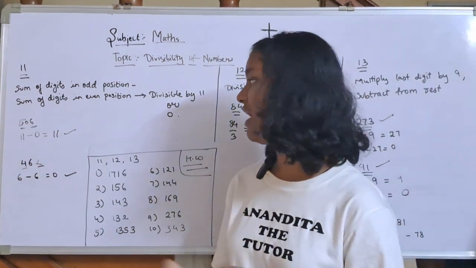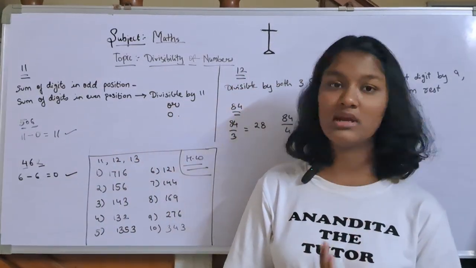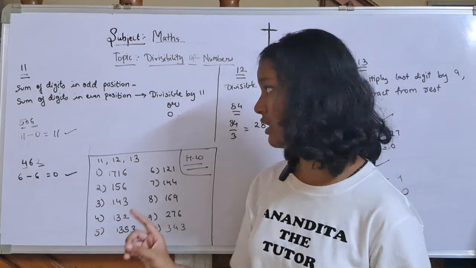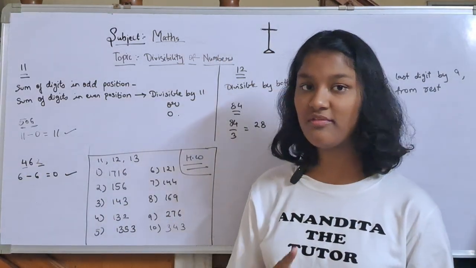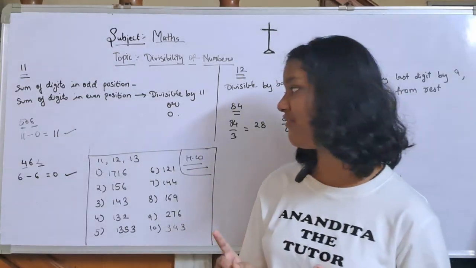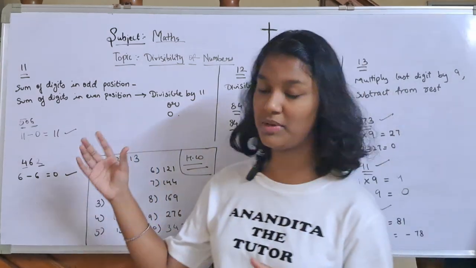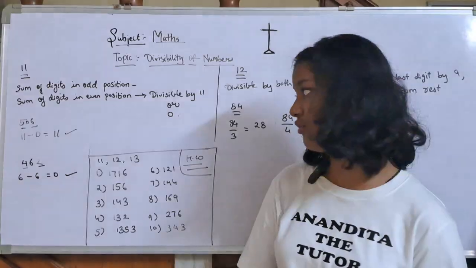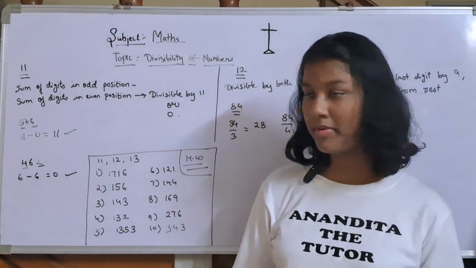For example, I have one number, that is 506. Now I want to check if this is divisible by 11. I will find the odd places. Now what are the odd places? Units and hundreds. What are the digits there? 5 and 6. I will add them, so 5 plus 6 is 11. And the even place, sorry, the tens place: which digit is there? It is 0. So 11 minus 0 will be 11. So obviously it is divisible by 11.